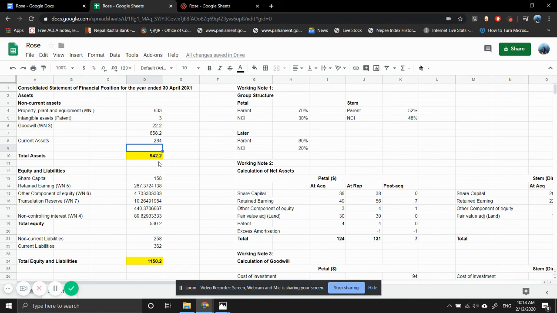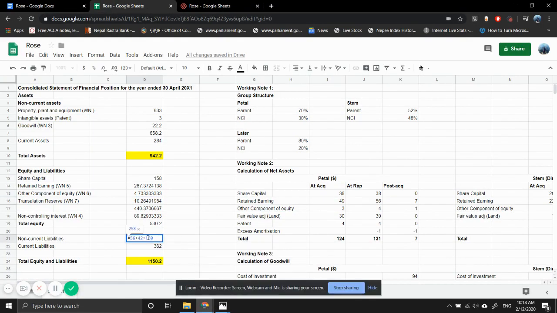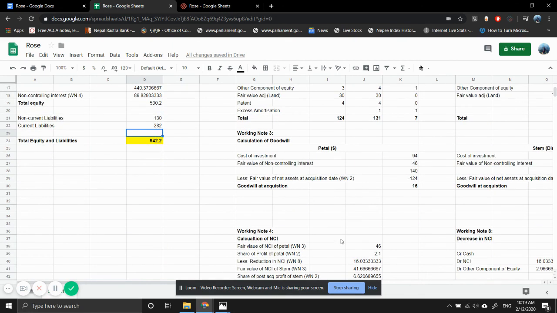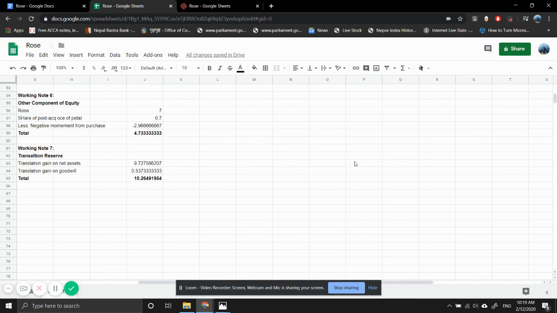Okay, so now 942.2. Okay, so remember I have not translated it. So if I'm changing this figure, I should change these figures as well. So 160 and 100 divided by 5. Now it's good. Okay. So always remember all these small mistakes when we are presenting it. Always remember whether we are presenting it in dollars or in dinars. So small tiny mistakes are very likely to occur. So always remember that in case of foreign currency translation.